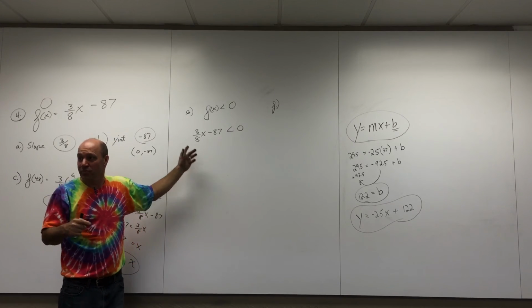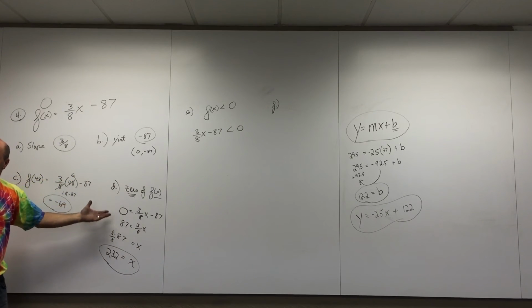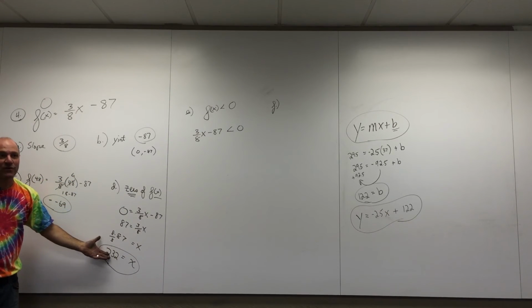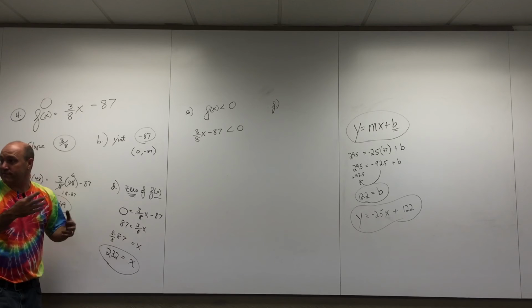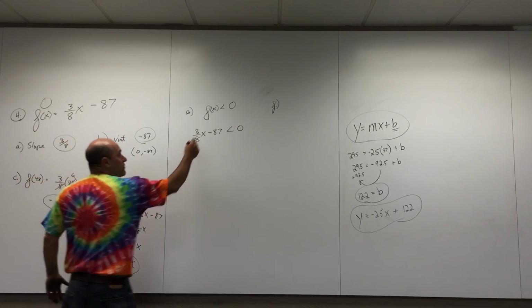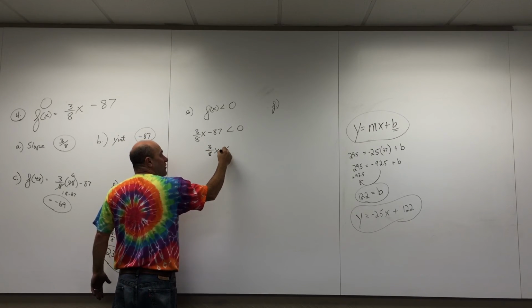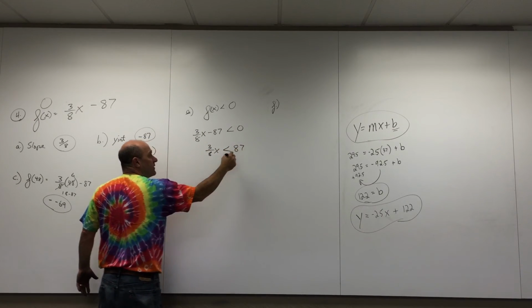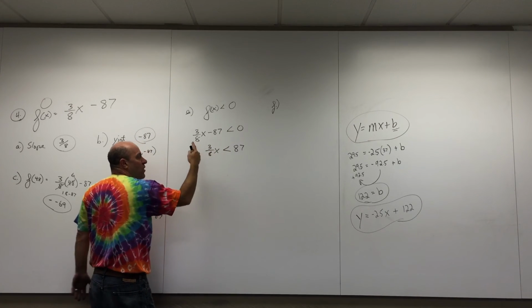Now, what's interesting is you'll move the 87 over and you'll multiply by 8/3. So, what are you going to get? You're going to get that 232. But it's not going to be equal to 232. It's going to be less than or greater than or whatever the problem is. If you do move the 87 over, watch this. Do you leave the inequality like this? You don't switch this inequality, do you? No. What about when you multiply by 8/3?